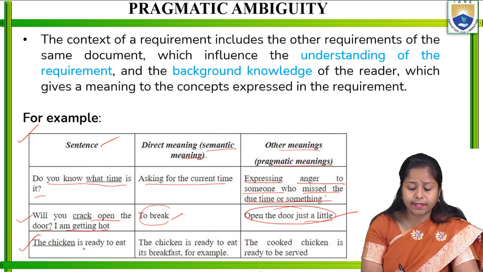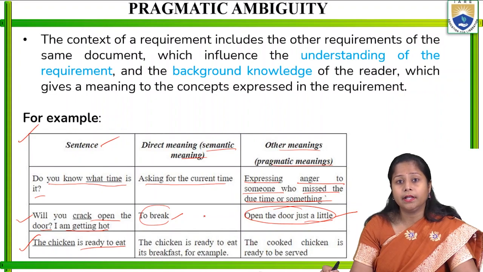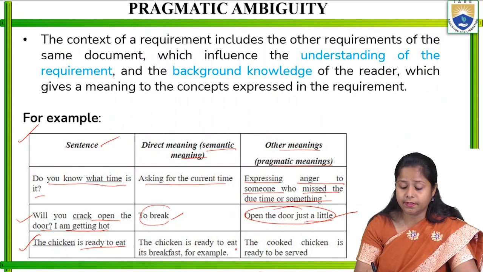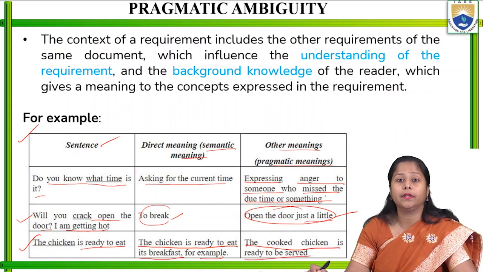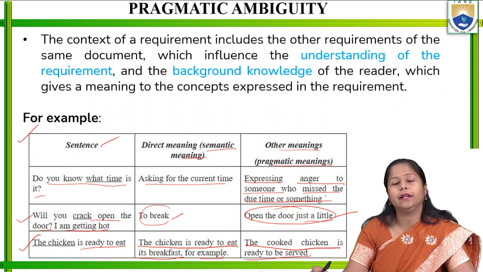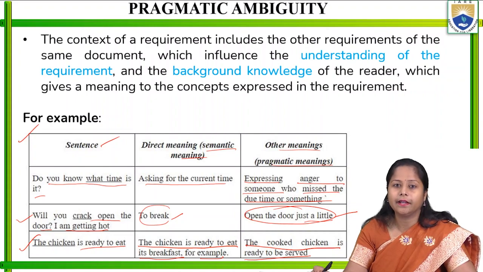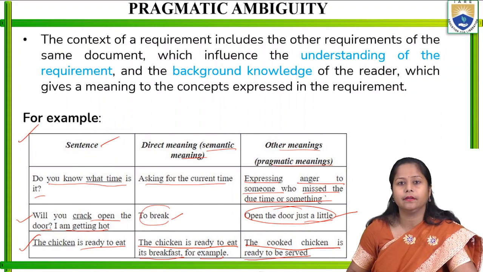The next sentence is, "The chicken is ready to eat." So what interpretation can be there? The direct, semantic interpretation: the chicken is ready to eat, it's breakfast, for example. Now the other meaning, the pragmatic meaning of that: the cooked chicken is ready to be served. So that means the context of the sentence can differ between the direct and indirect interpretation, depending on the situation as per the reader or listener.